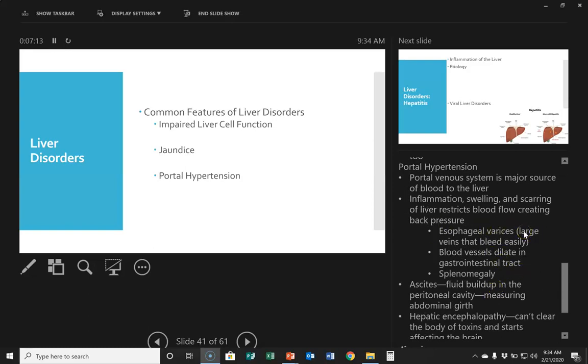These are large veins that bleed easily within the esophagus because there's that backup and that pressure. So sometimes you'll hear that people are vomiting up blood, and that's a common sign of varices. These varices can also be in the rectum and anus as well, so we can see rectal bleeds. If you have somebody that has esophageal varices, we call that an upper GI bleed.